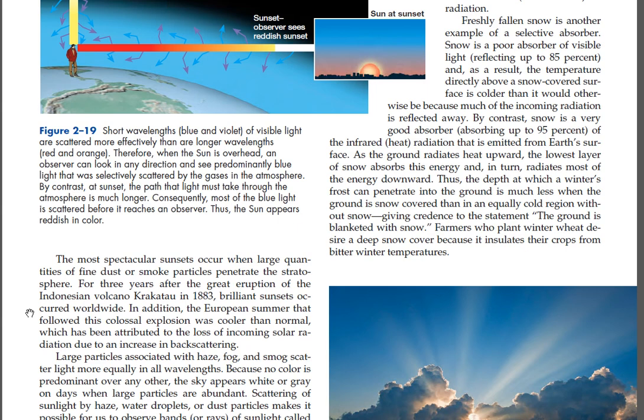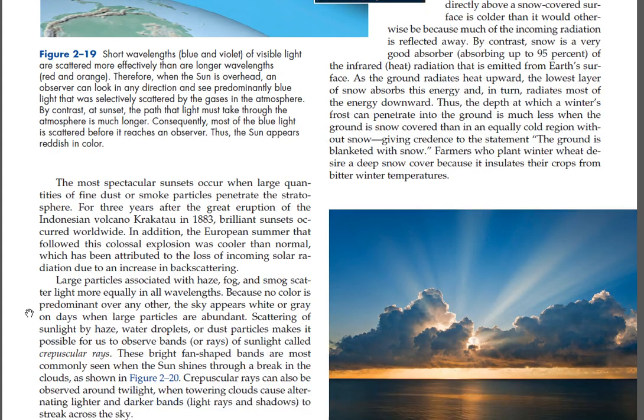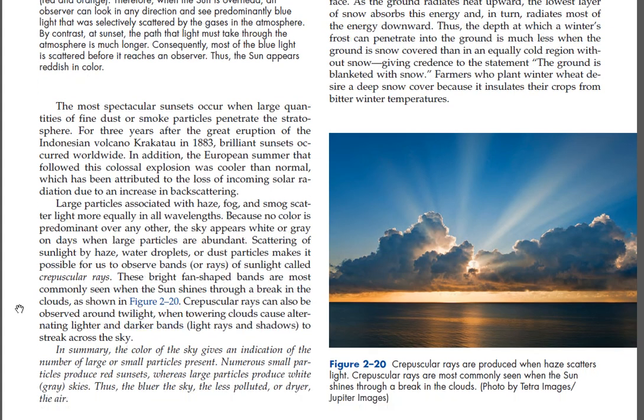Large particles associated with haze, fog, and smog scatter light more equally in all wavelengths. Because no color is predominant over any other, the sky appears white or gray on days when large particles are abundant. Scattering of sunlight by haze, water droplets, or dust particles makes it possible for us to observe bands, or rays, of sunlight called crepuscular rays. These bright fan-shaped bands are most commonly seen when the sun shines through a break in the clouds, as shown in Figure 220.